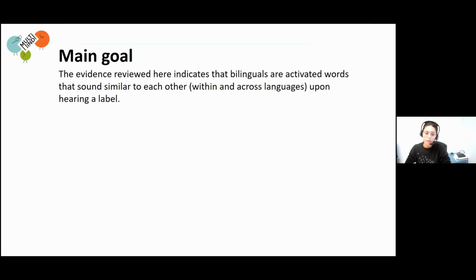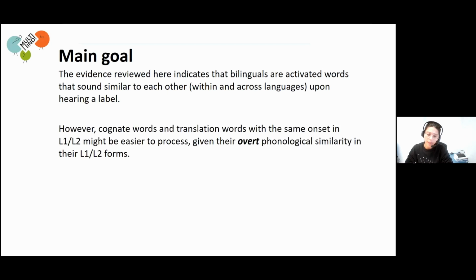However, usually the type of stimuli that has been used to study these effects have included words that already hold this overlap in themselves. For example, in the case of cognate words, where words are really similar across languages, and in the case of translation words which share the onset.